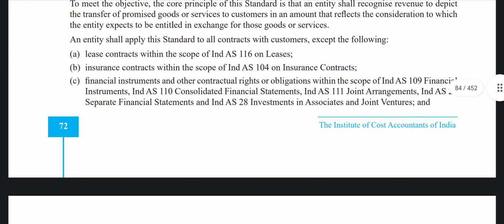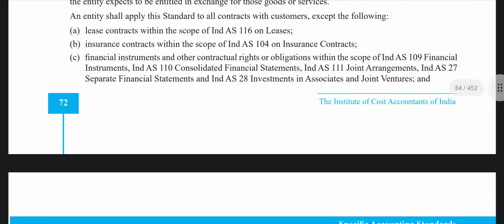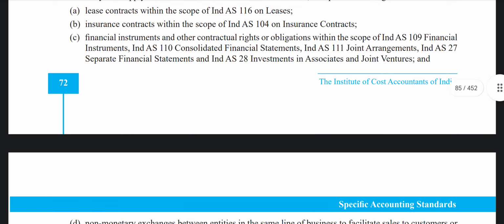After that, insurance contracts within the scope of Ind AS 104 on insurance contracts. For insurance contracts within the scope of Ind AS 104, this standard is not applicable. Revenue from contracts with customers, 115, is not applicable. Financial instruments and other contractual rights or obligations within the scope of Ind AS 109. What is 109? Financial instruments related and financial rights, contractual rights, obligations related things, this standard is not applicable.